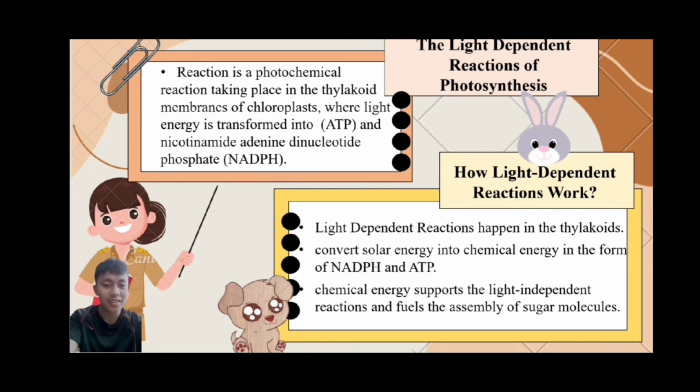And the next is how the light-dependent reaction works. Light-dependent reactions happen in the thylakoids. The overall function of light-dependent reactions is to convert solar energy into chemical energy in the form of NADPH and ATP. This chemical energy supports the light-independent reactions and fuels the assembly of sugar molecules. In the light-dependent reactions, the protein complexes and pigment molecules work together to produce NADPH and ATP.